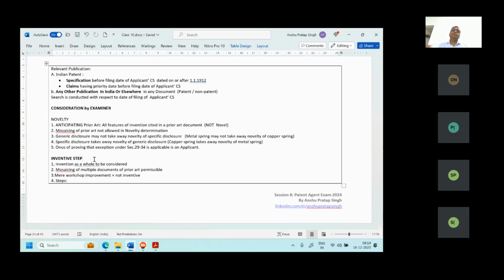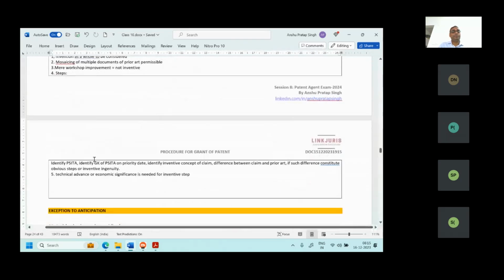And even if you are combining, this is a technological problem. This is a practical problem which I am facing, and that practical problem cannot be solved by these teaching methods. Hence, it should be patented. So the invention as a whole is to be considered. Mosaicing of multiple documents of prior art is permissible in inventive step. A mere workshop improvement will not be considered as an invention.